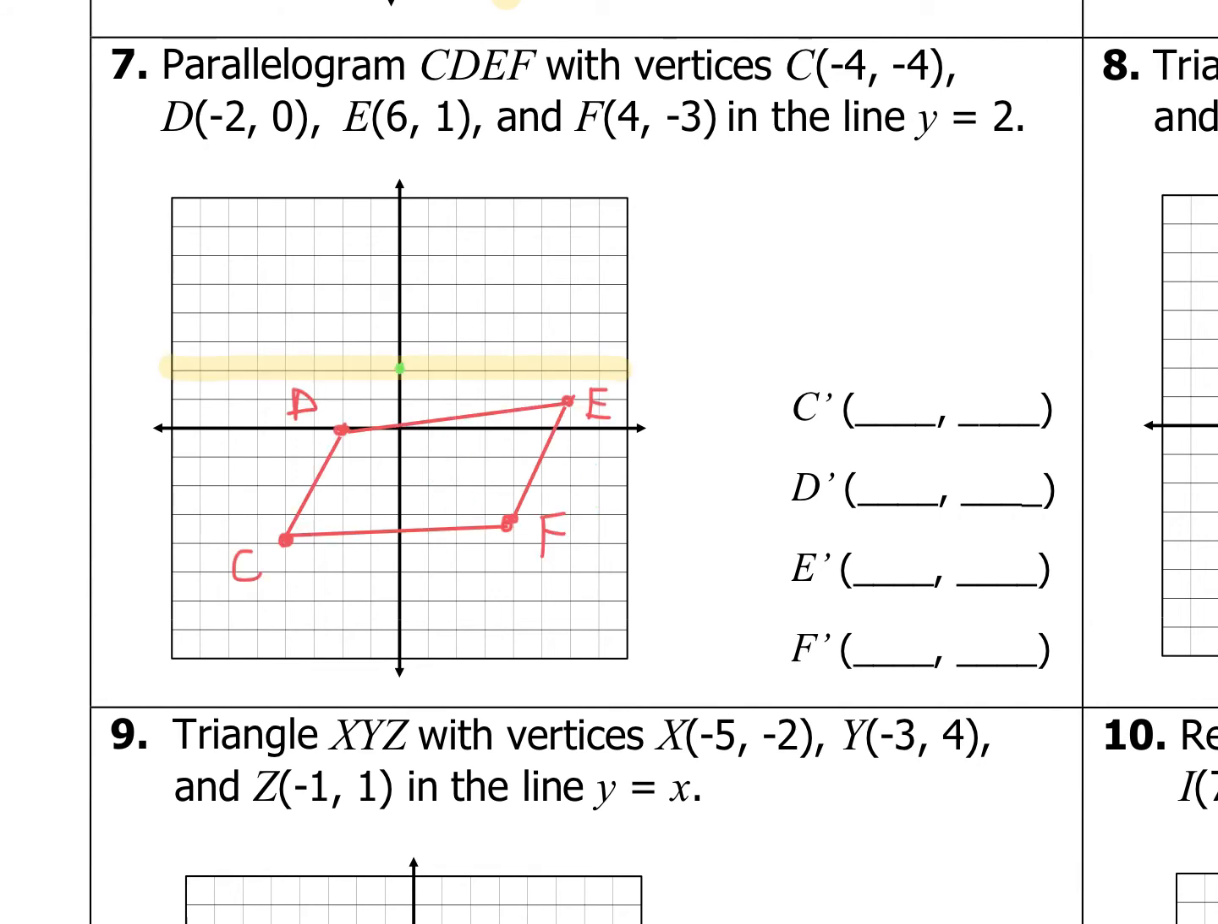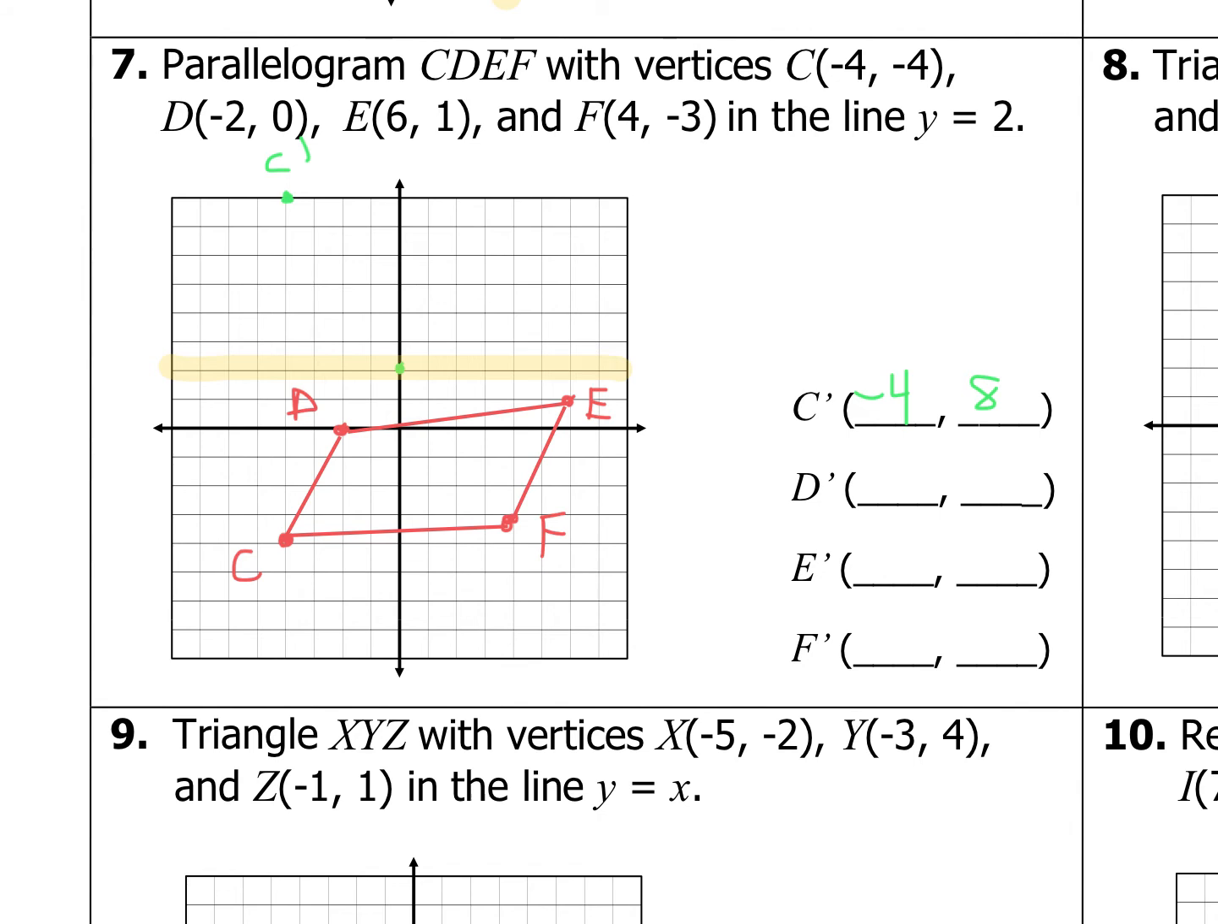Okay, magic. Here is your line of reflection at y equals 2, and here is your pre-image. So then we're going to reflect this pre-image, and let's do C first. So C is 2, 4, 6 units away, so we want to go 2, 4, 6 units up here. So we're going to plot a point all the way here at C prime. And then that ordered pair is to the left 4 and then up 8. So negative 4, positive 8.